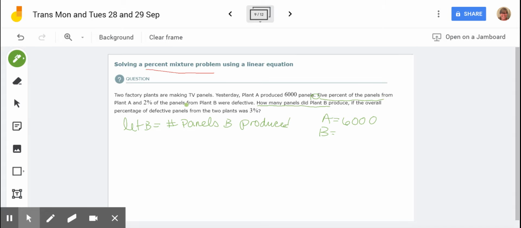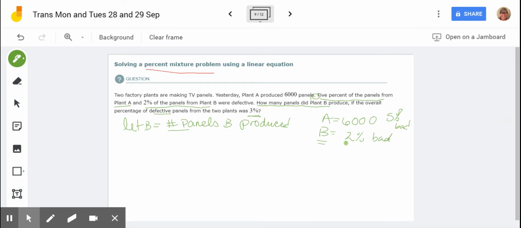5% of the panels from plant A and 2% of the panels from plant B were defective. So remember, B is the number of panels, B is our variable. B had 2% bad, and A has 5% bad. Okay? But we don't know how many B produced. How many panels did B produce if the overall percentage of defective panels was 3%?